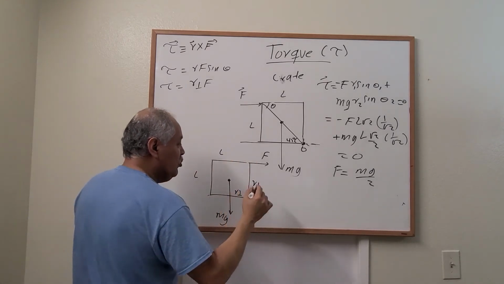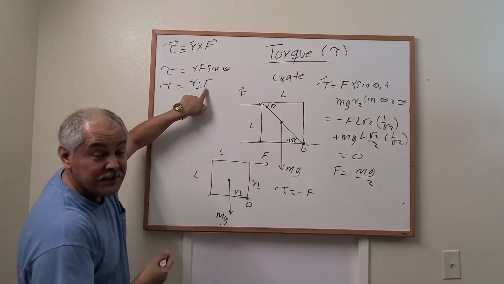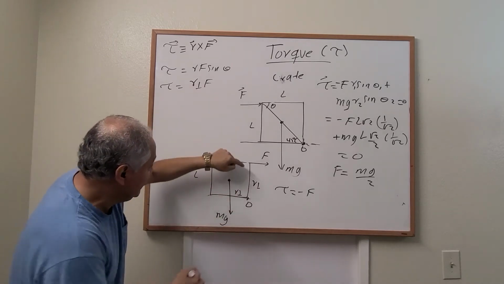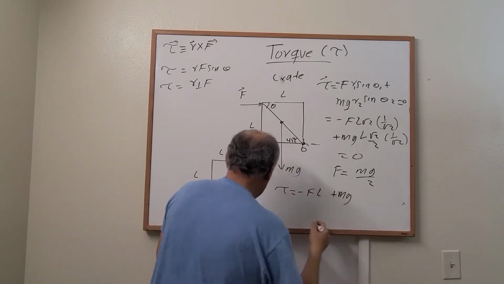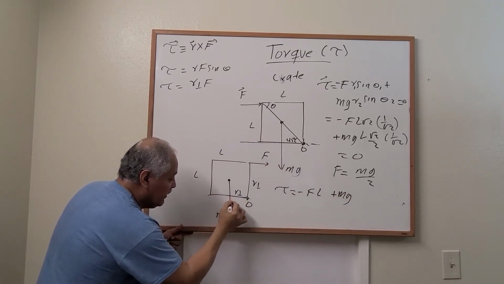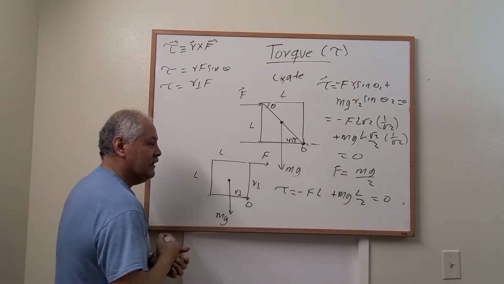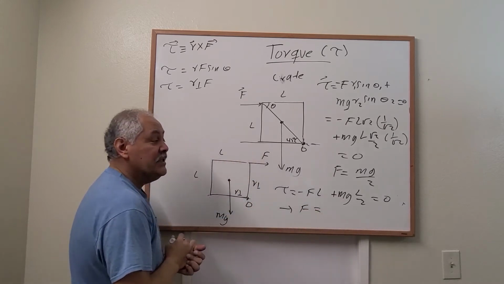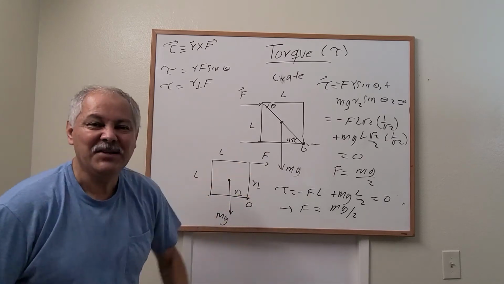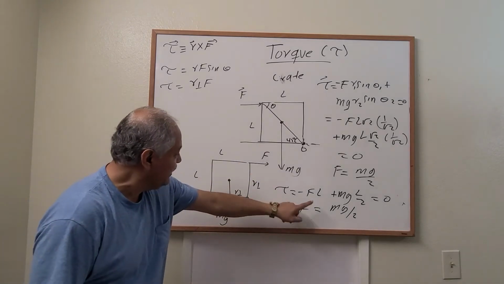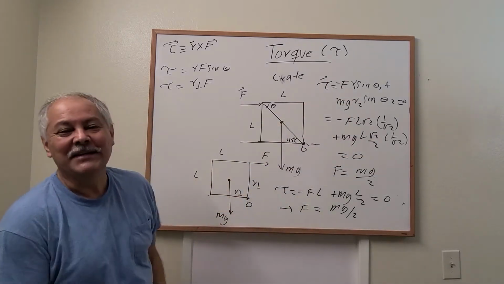Now let's do it. Torque is equal to negative F times the perpendicular distance, which in this case is L, plus mg, the force, times the distance perpendicular to the force, which is L divided by 2, equals 0. From here, what is the force? The force is equal to mg divided by 2, and we get the same answer. But which one is easier and faster? This one. In this case, we don't need to use sine, cosine, and so on. Got it?